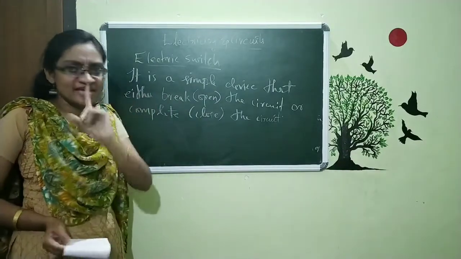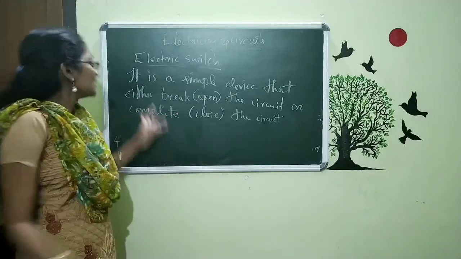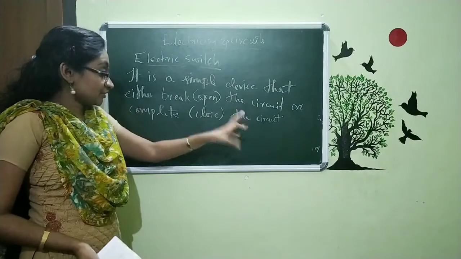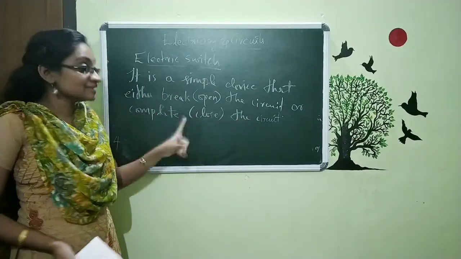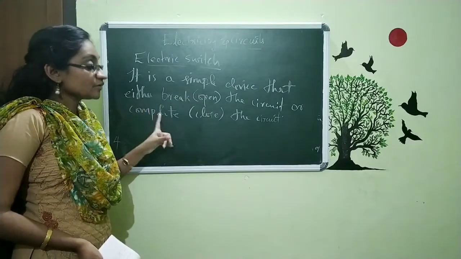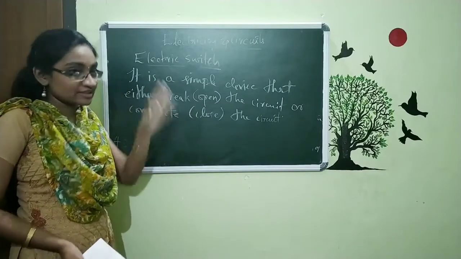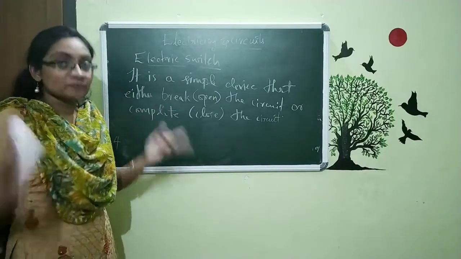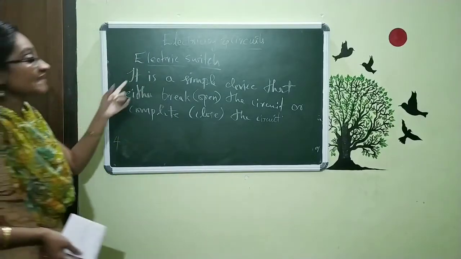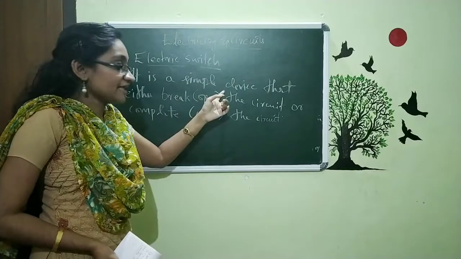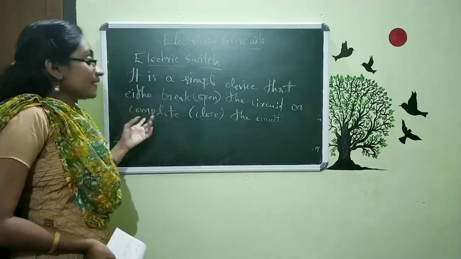This bulb is only one example. You can think about the fan, the television, the refrigerator, whatever it is. So either break the circuit or complete the circuit. When I switch on, what happens? The circuit is complete. That means the circuit is closed. When the circuit is closed, the electricity will flow and our devices, the bulb, will glow. So as the definition for the electric switch, I can say it like that. It is a simple device that either breaks the circuit or completes the circuit.